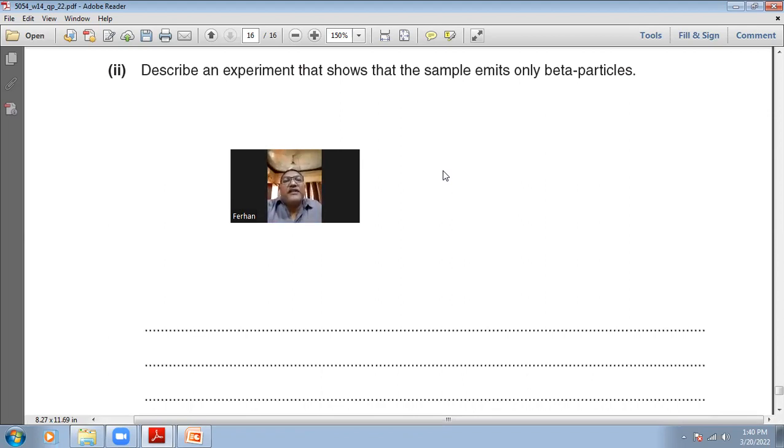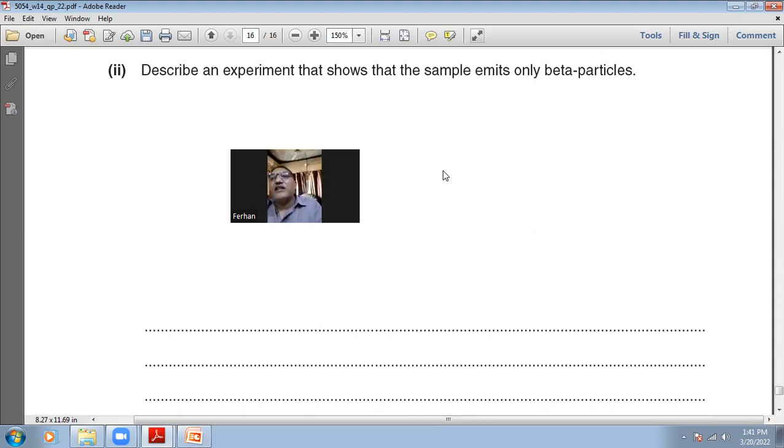Put it between the sample and the detector, and you will observe that the reading will drop down to background radiation on the GM tube, which shows that it has beta particles. There were no alpha particles. Now it shows that it has beta particles because the reading has dropped to the background radiation.